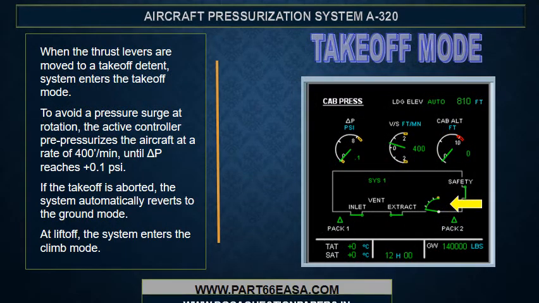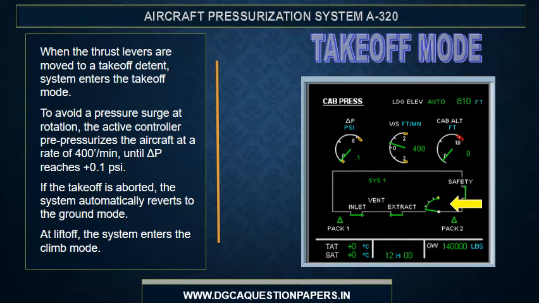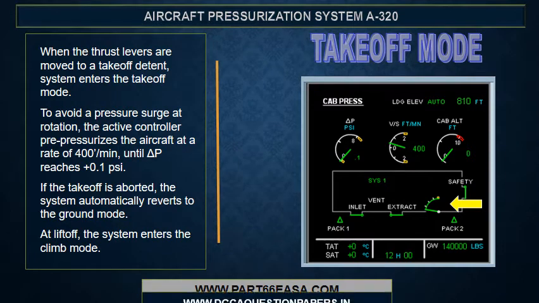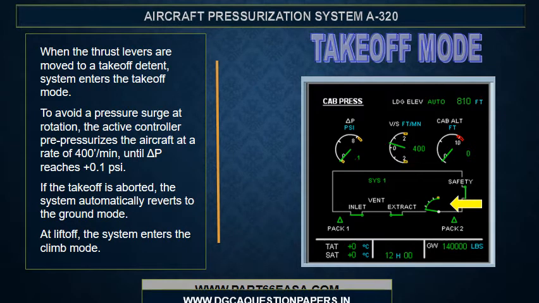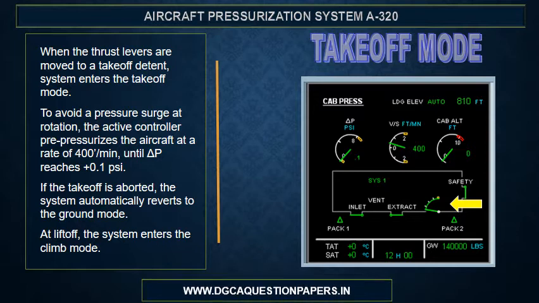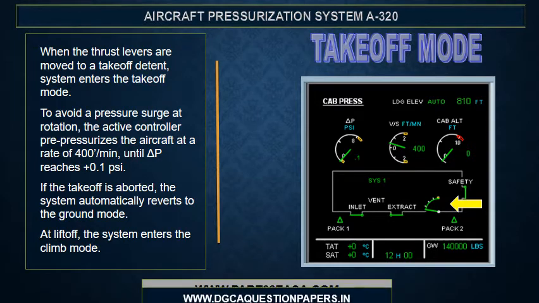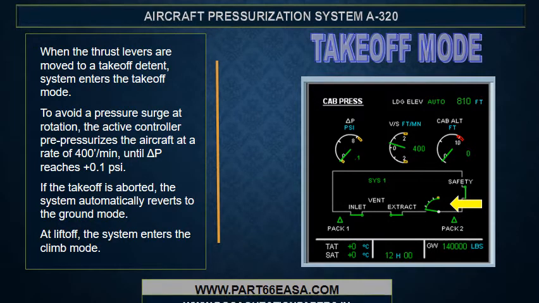When the thrust levers are moved to a takeoff detent, the system enters the takeoff mode. To avoid a pressure surge at rotation, the active controller pre-pressurizes the aircraft at a rate of 400 feet/min, until delta P reaches plus 0.1 psi. If the takeoff is aborted, the system automatically reverts to the ground mode. At liftoff, the system enters the climb mode.